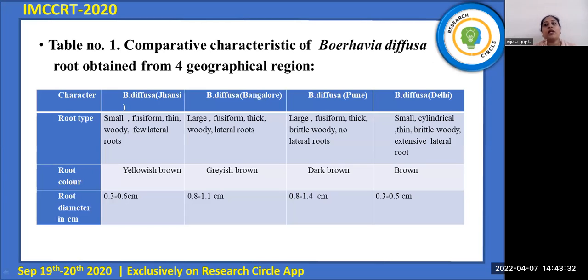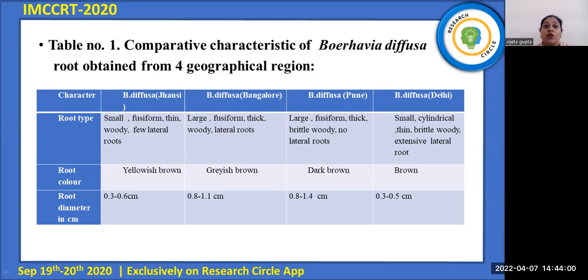So first of all, I would like to tell you the comparative characteristics of Boerhavia root obtained from 4 geographical regions. In this, root type, root color, and root diameter are there. In Jhansi, small, fusiform, thin, woody roots with few lateral roots are there. In Bangalore, lateral roots are very much there. But in Pune, there are no lateral roots. And in Delhi, extensive lateral roots are there.